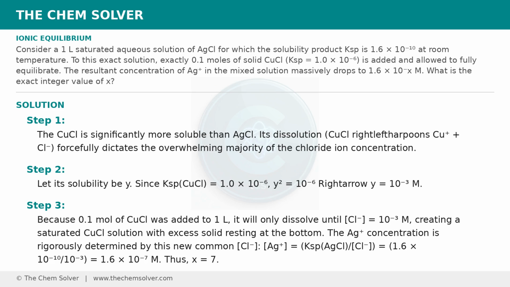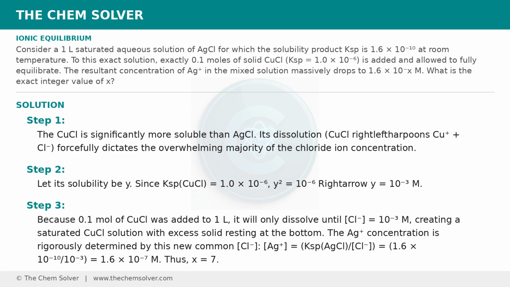CuCl is significantly more soluble than AgCl. Its dissolution, CuCl ⇌ Cu⁺ + Cl⁻, dictates the overwhelming majority of the chloride ion concentration. Let its solubility be y. Since Ksp of CuCl equals 1.0 × 10⁻⁶, y² = 10⁻⁶, so y = 10⁻³ M.